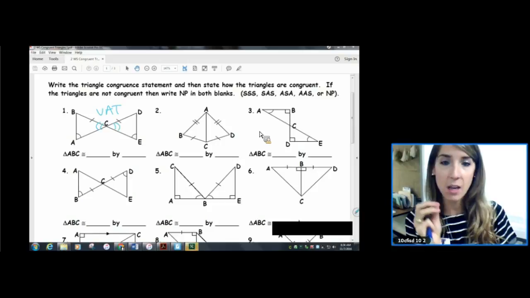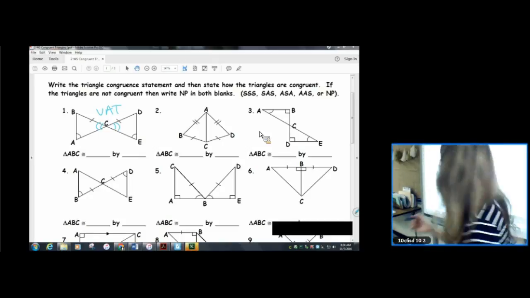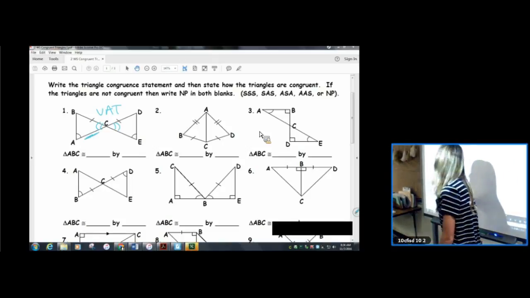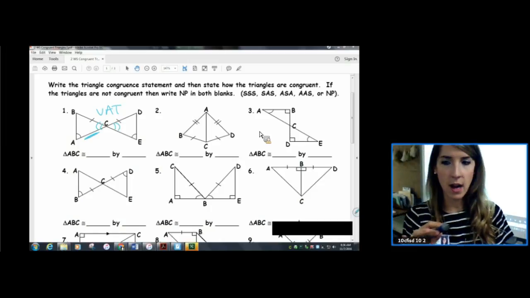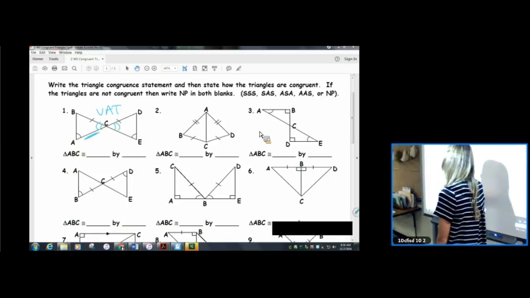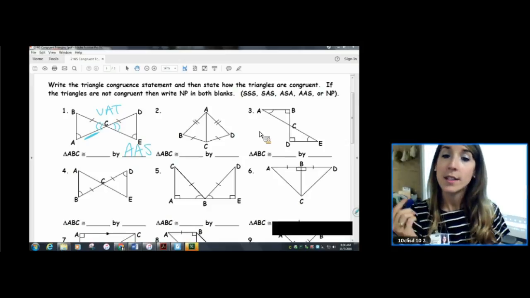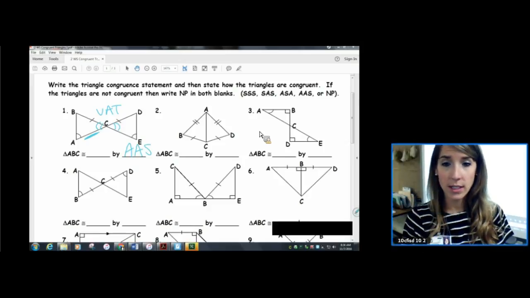Now look at where that tick mark is. You ask yourself, is that tick mark between the arcs or not between the arcs? Look at the space between the arcs. There's no tick mark there. So that tick mark is not between the arcs, so I'm not going to put the letter S between the letter A's. It doesn't go between because the tick mark's not between the arcs. So it's angle, angle, side.